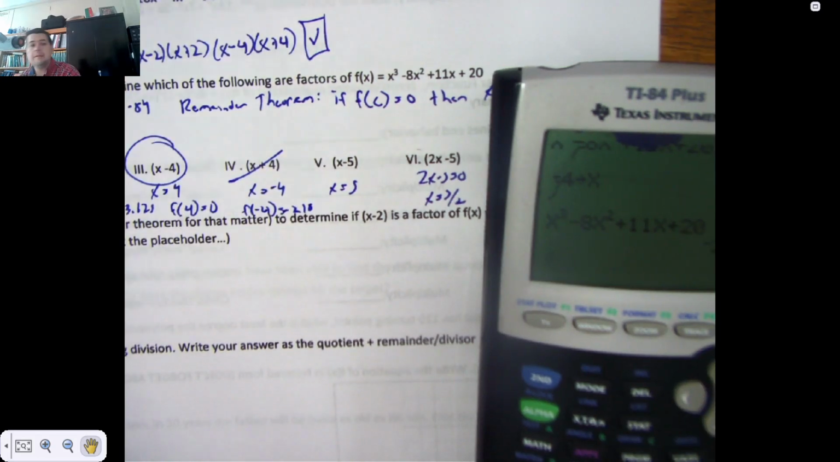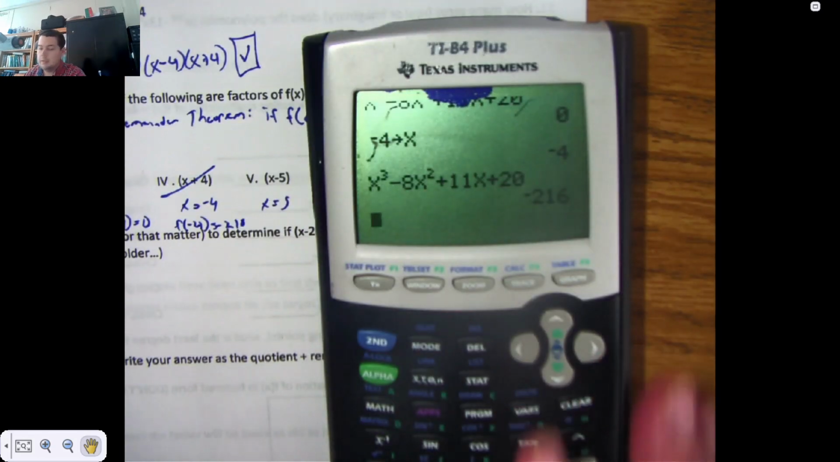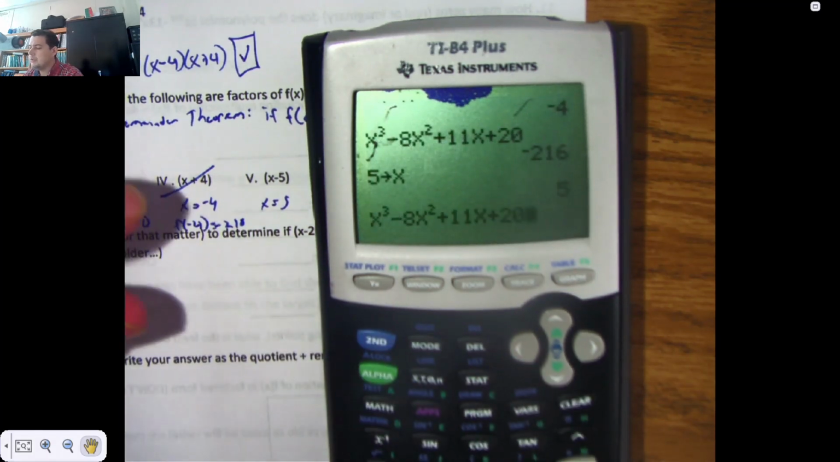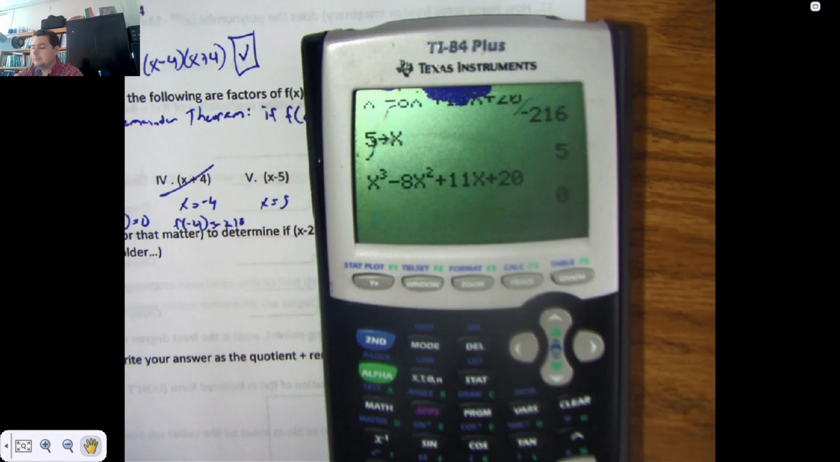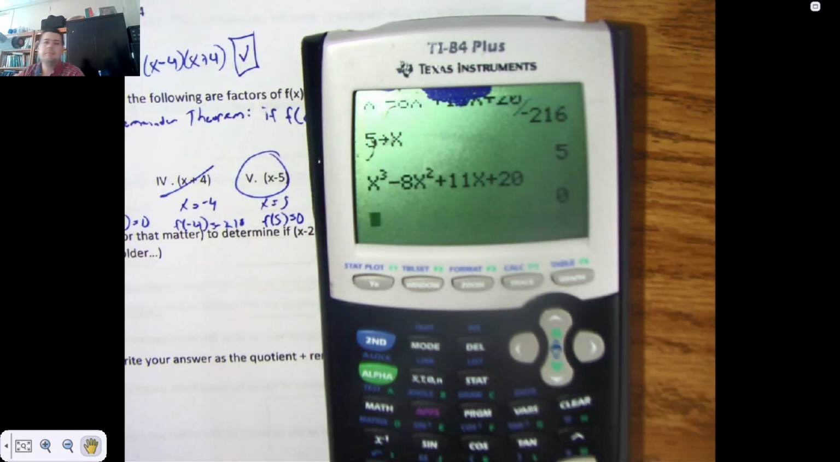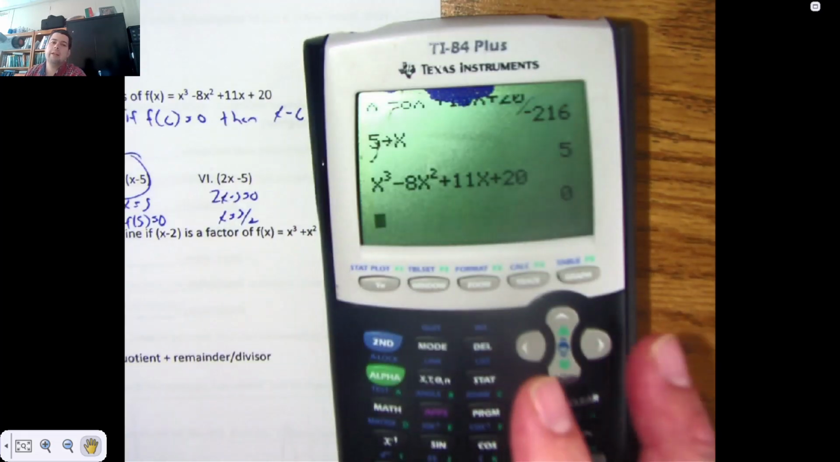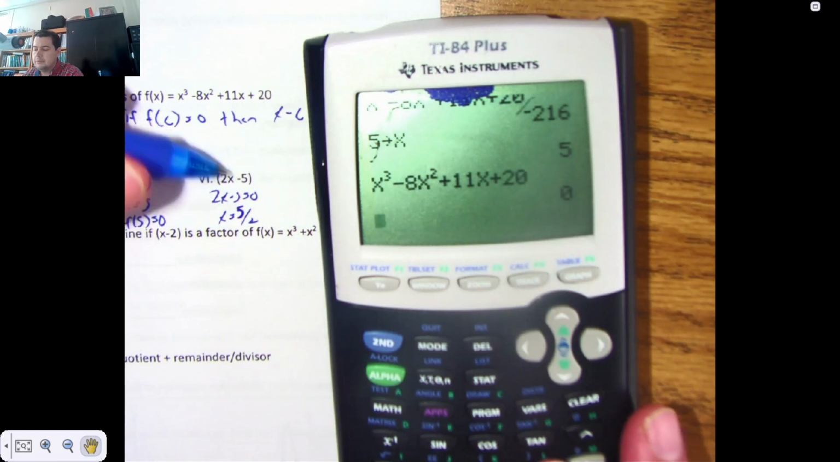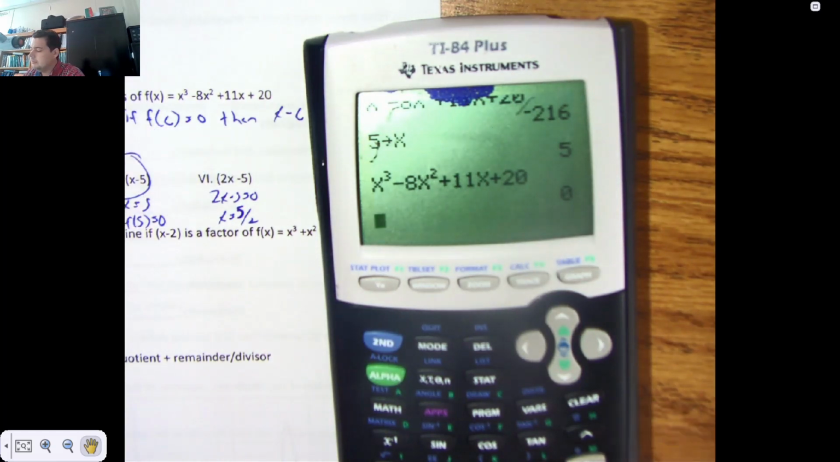Not a factor. This will also be a multiple select question, all or nothing. Turns out f of 5 is a 0, so found another one. And the last one, the x value was 5/2. Add, divide by 2.